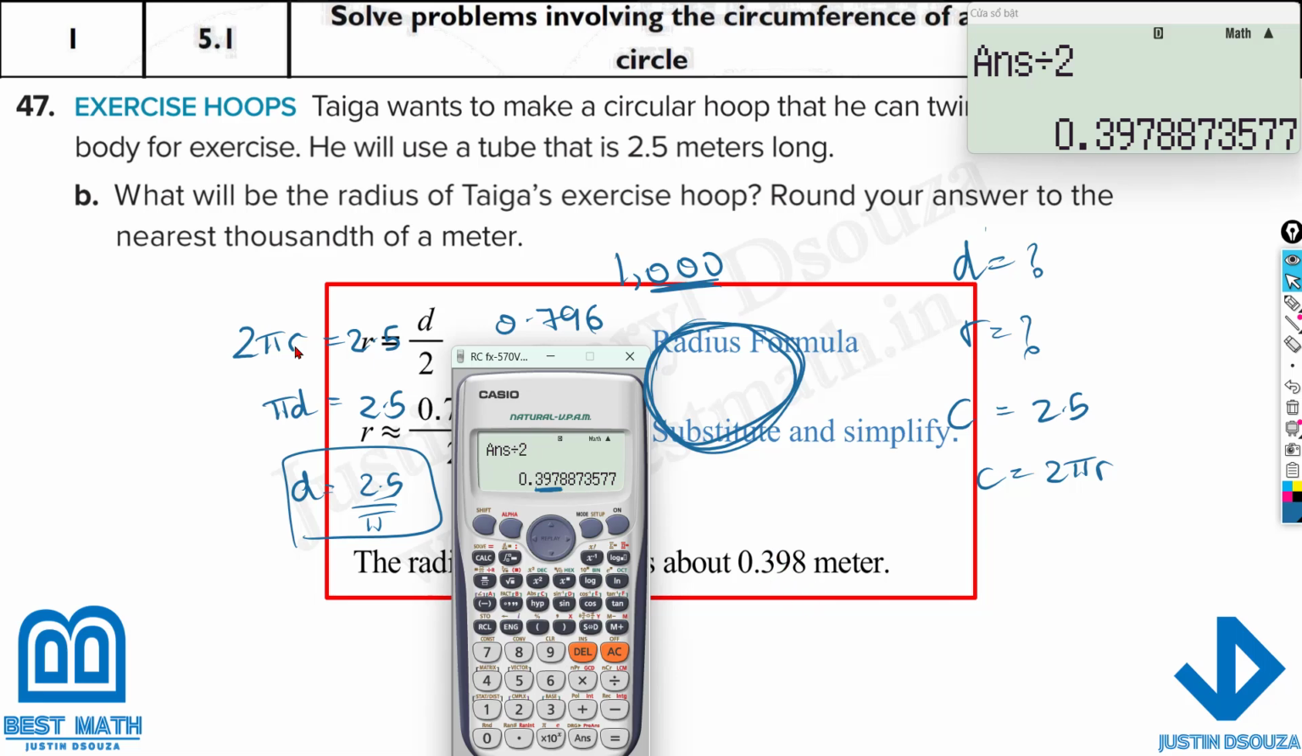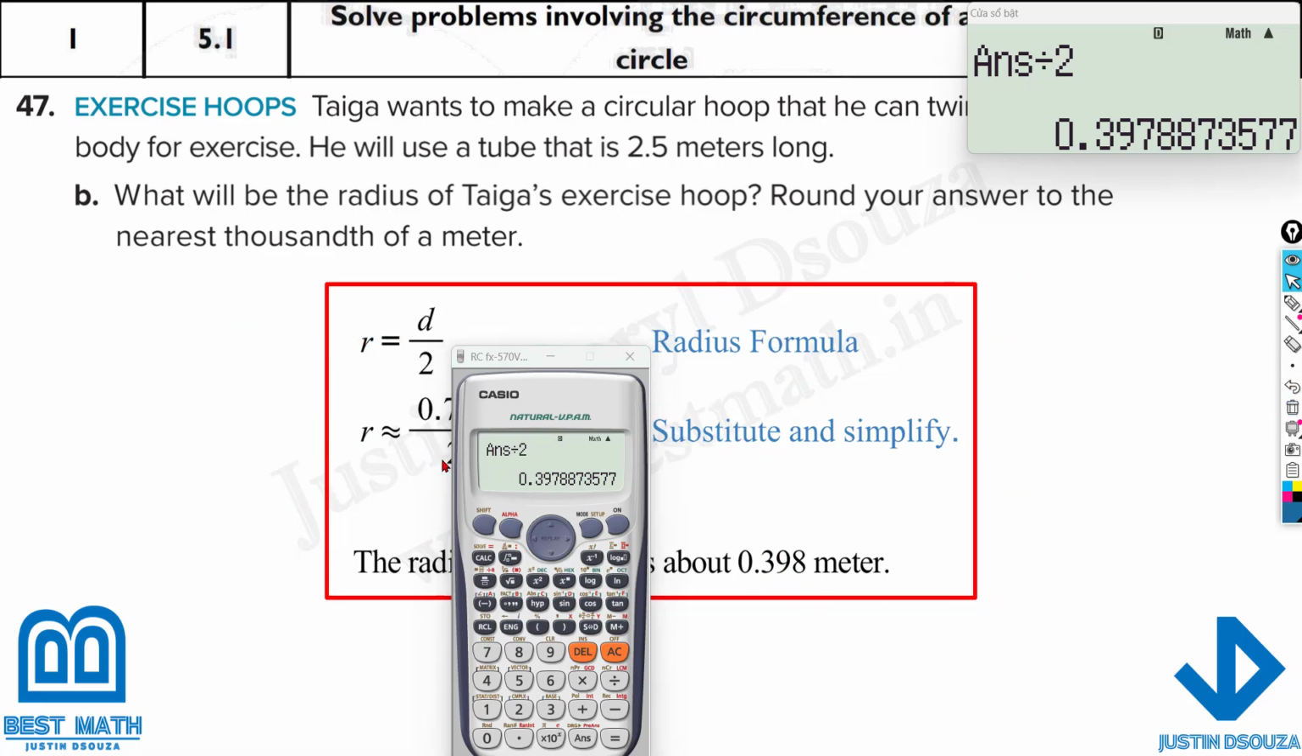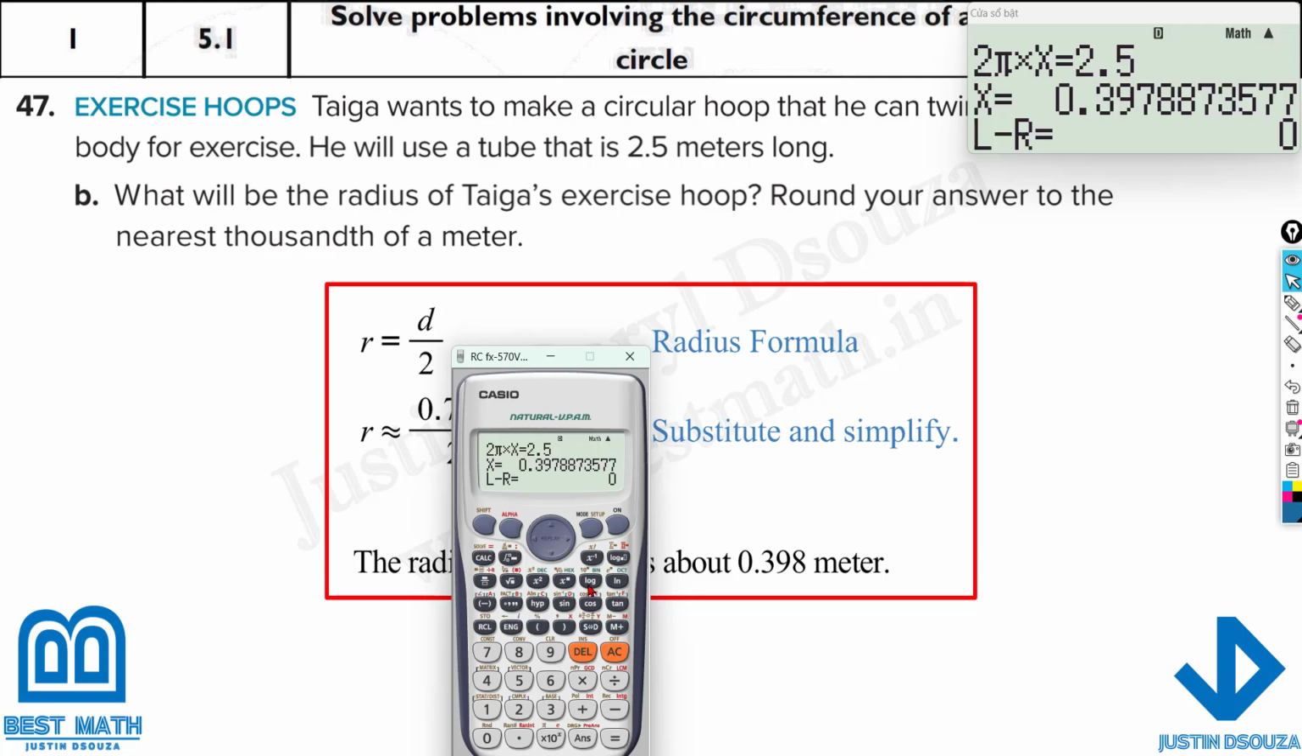And that's the answer. Or you can use this formula 2 pi r. You can just type it out. 2 pi r, where r is unknown, that is alpha x, is equal to the circumference given to us, 2.5. Shift solve. This is not the answer. When you press equal to, that will be the answer. And round it off to the nearest thousandth of a meter.